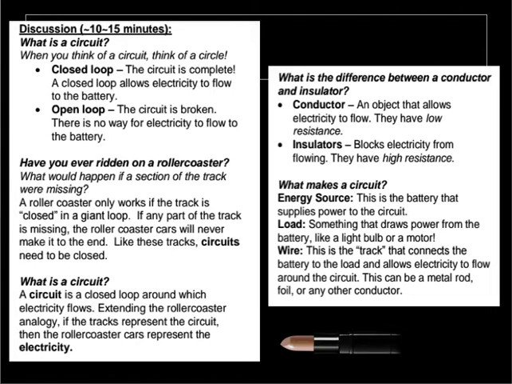Another thing is talking about the parts of a circuit. So circuits are made up of an energy source, a load, and a wire. The battery is what supplies the power, a load is something that draws power from the battery, and a wire is like the track that we talked about in the roller coaster analogy.